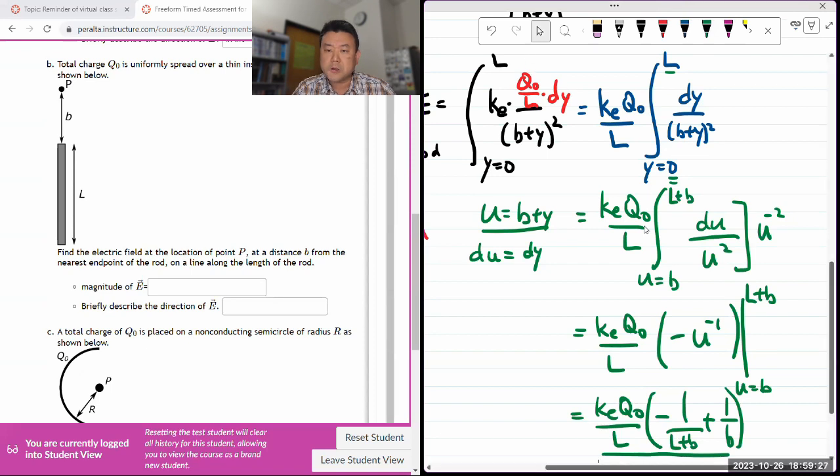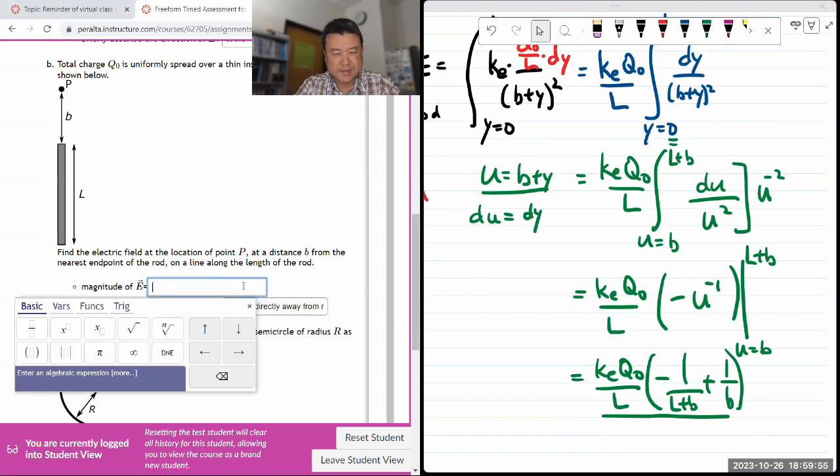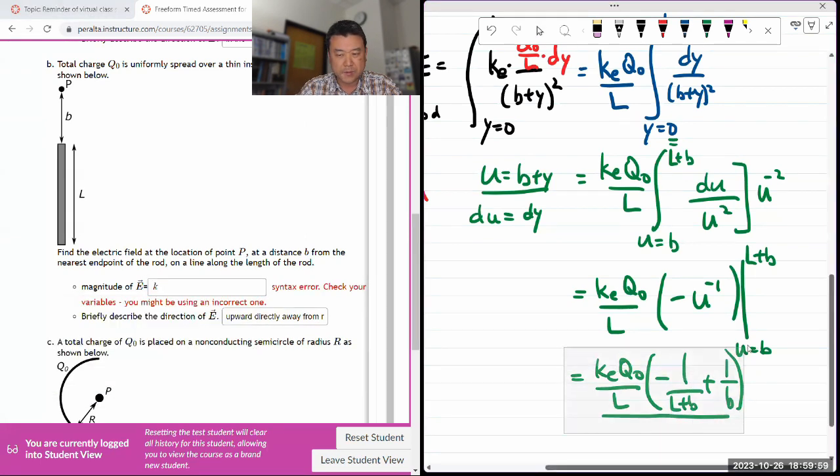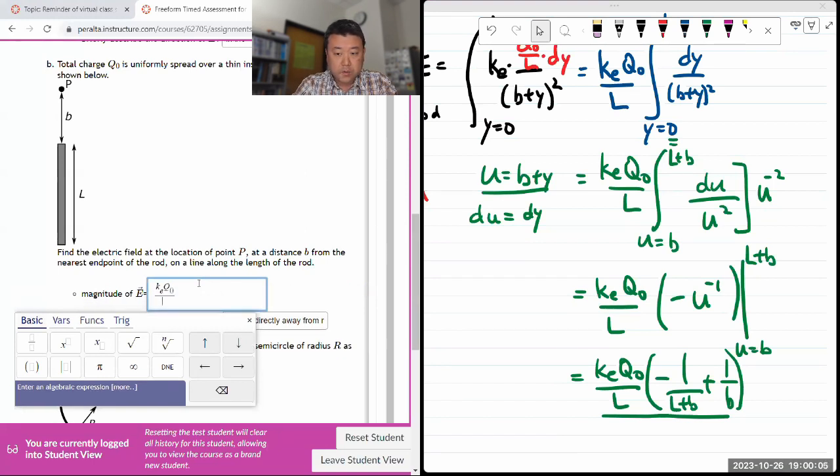The way I defined the direction of y, I'm expecting a negative number, and I got a positive answer. That's a little concerning, but it's probably fine. I know the direction of E, so I'll just say the direction is upward, directly away from the rod. And the magnitude of E, I think that's actually correct. I did verify this is going to be positive, so let me just plug in that positive expression: k Q naught over L times (1 over b minus 1 over L plus b).